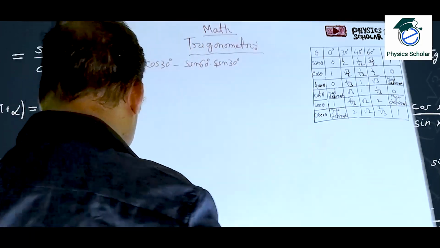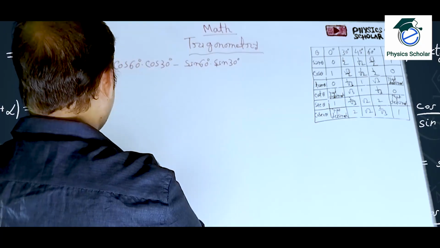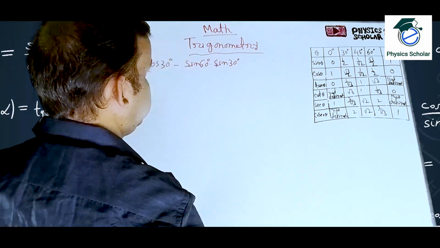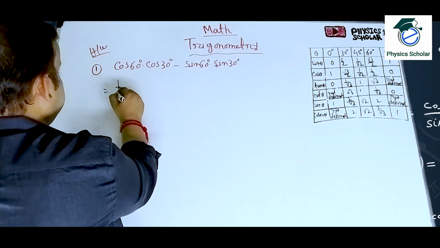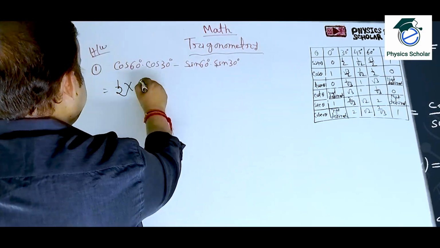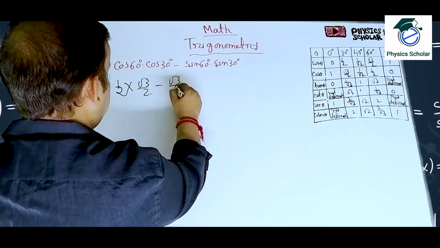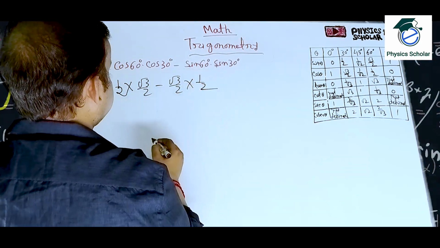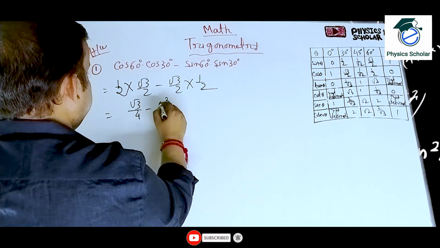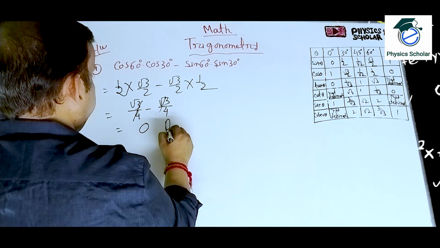Now let us start from sum number 1. It is very easy. We have to find the value of cos 60 degree cos 30 degree minus sin 60 degree sin 30 degree. What is the value of cos 60? Half. Into cos 30, which is root 3 by 2, you have to memorize it, minus sin 60, which is root 3 by 2, into sin 30, which is half. So it will be root 3 by 4 minus root 3 by 4. It will be 0, so that will be your answer.